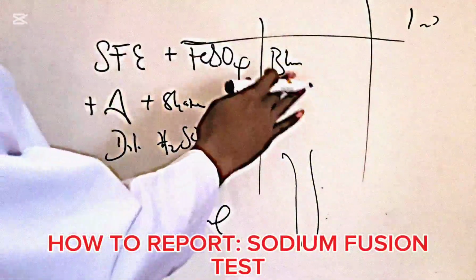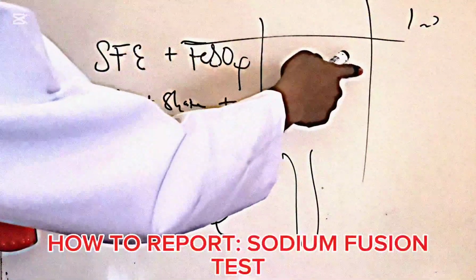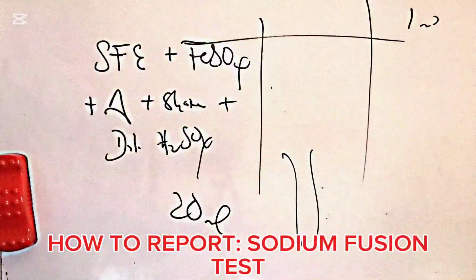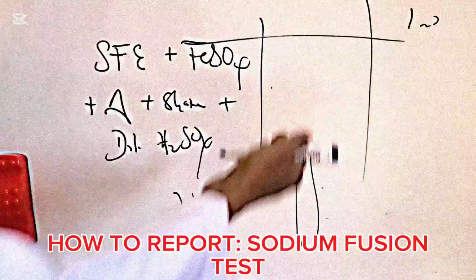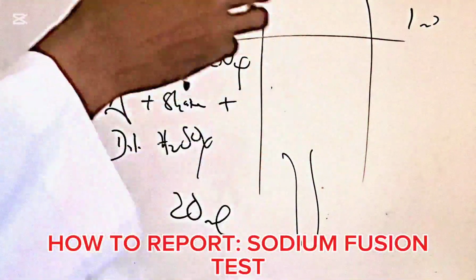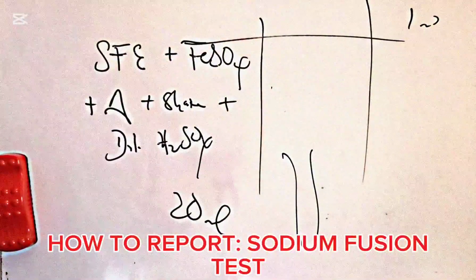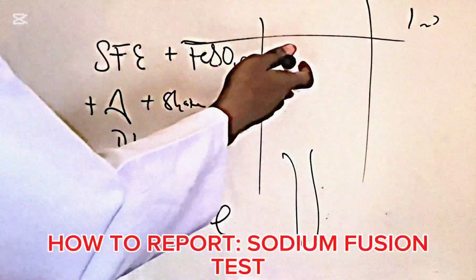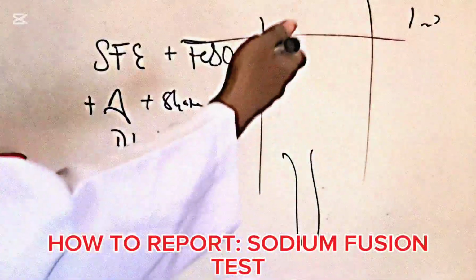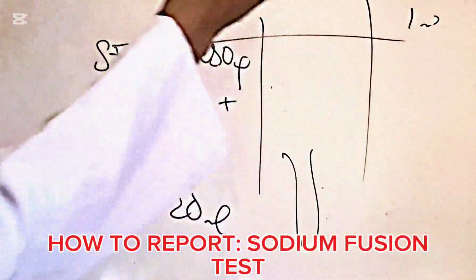But most of you, I saw you writing bluish or greenish coloration formed. No. Why would you have blue or green? It has to be one color that you observed. You cannot observe two different colors at the same time. So it has to be blue precipitate formed, or blue coloration observed, or greenish, whichever be the color.